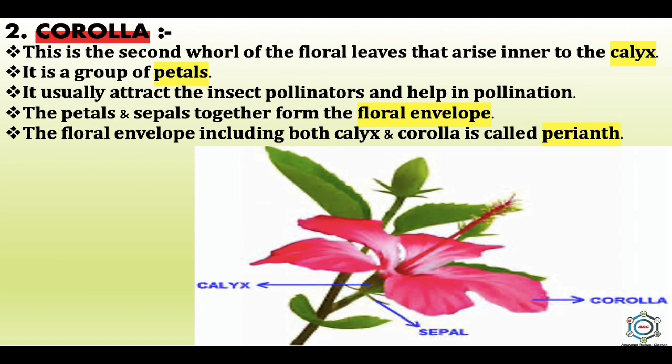In this picture you can see the position of the calyx and corolla in a flower. Here the corolla is colored, and in the case of perianth, here the calyx and corolla are not distinct. So it is known as tepals, neither sepals nor petals.